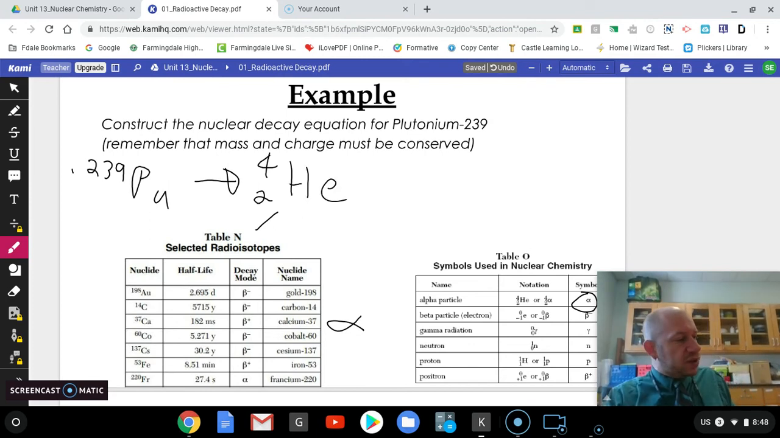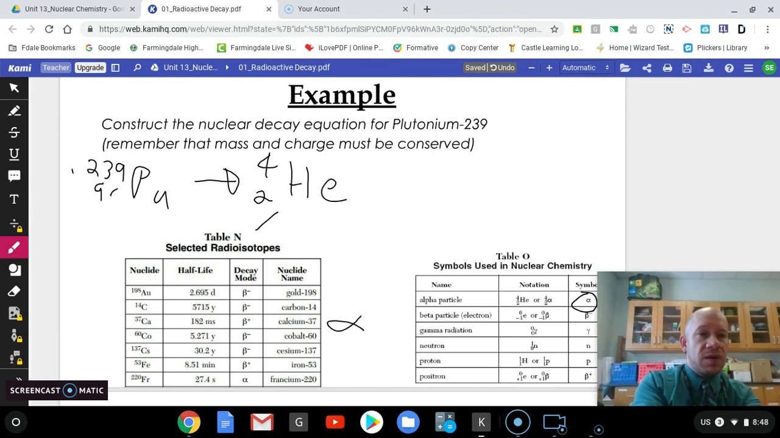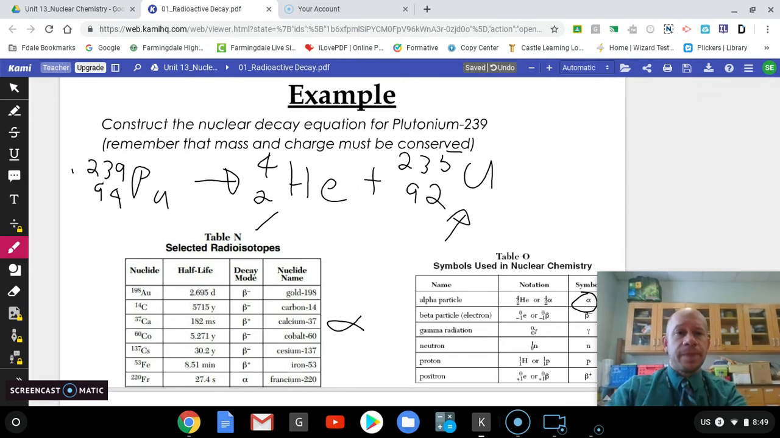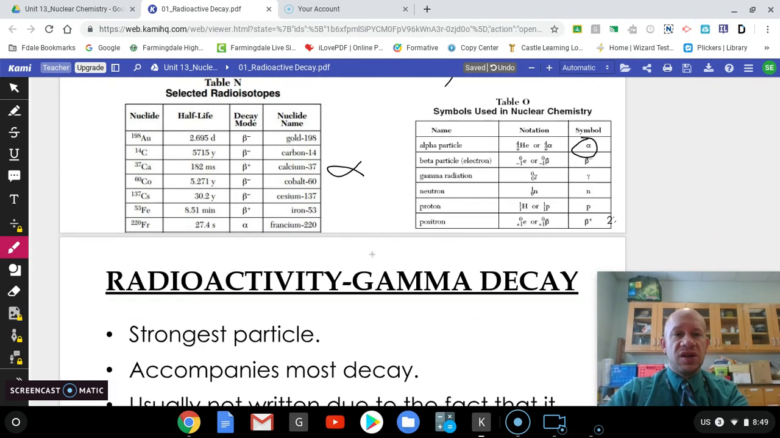Now I have to find plutonium. How many protons does plutonium have? So you have to look for plutonium. It's number 94. So 94 is our bottom number. So we know that 239 is going to equal 4 plus whatever equals 239. So 235 plus 4 will equal 239. And then I know that 94 has to equal 2 plus 92. So 92 is no longer plutonium, 92 is uranium. So this is my new element. So my mass and my charges are conserved.